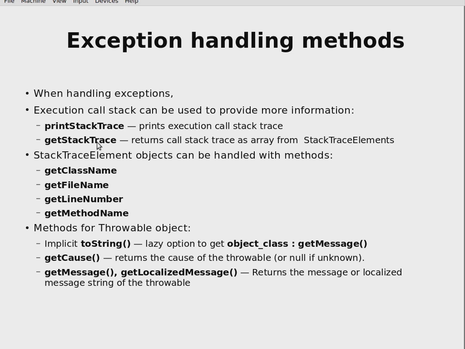So you can print the stack trace, you can get it and then print it out for the log, and you can get a class name, the file name where this exception occurred, because there may be inner classes. Usually there is a one-to-one relationship between class name and file name, but you can also get the line number where it occurred and the method name.